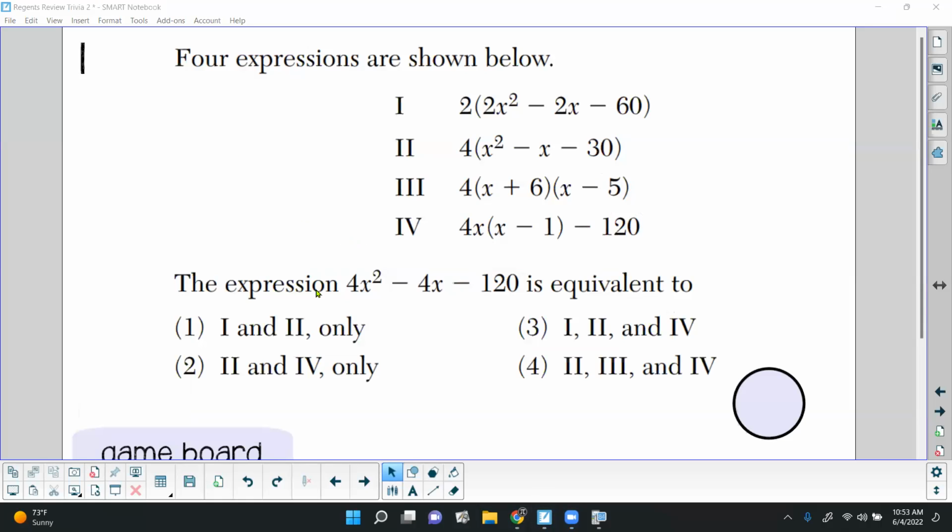Which expressions are equivalent to 4x squared minus 4x minus 120? Well, you guys go do that. I'm gonna fix my spinner.